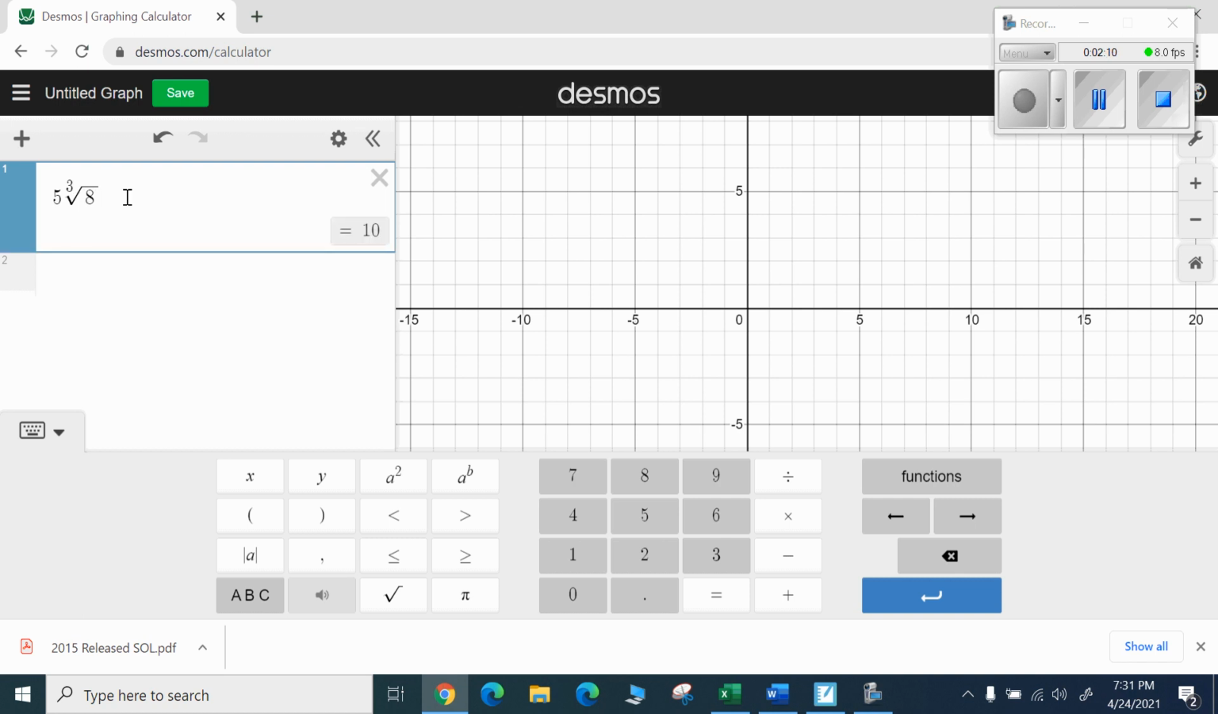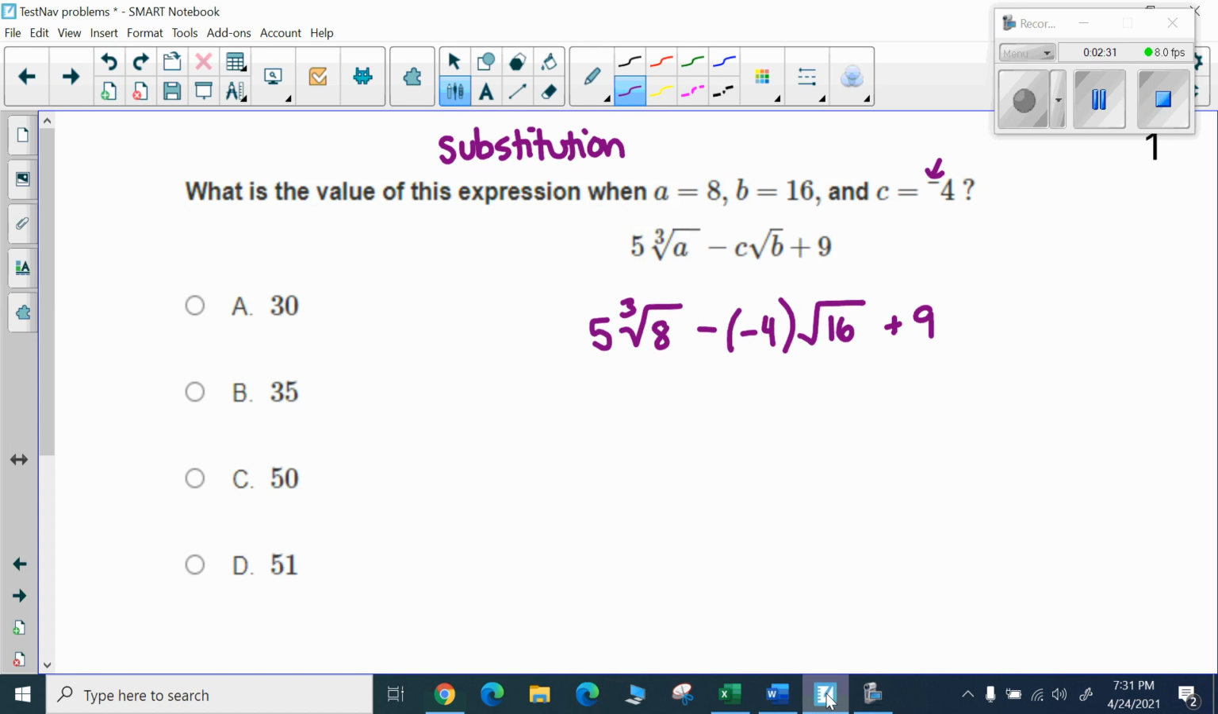Then you're just going to type the rest of it, and you're going to make sure that it looks exactly like what we had written down. There's the square root. And when you type it in exactly, you'll see that Desmos gives us the answer of 35. So we can go back to our page and we are going to pick B, 35.